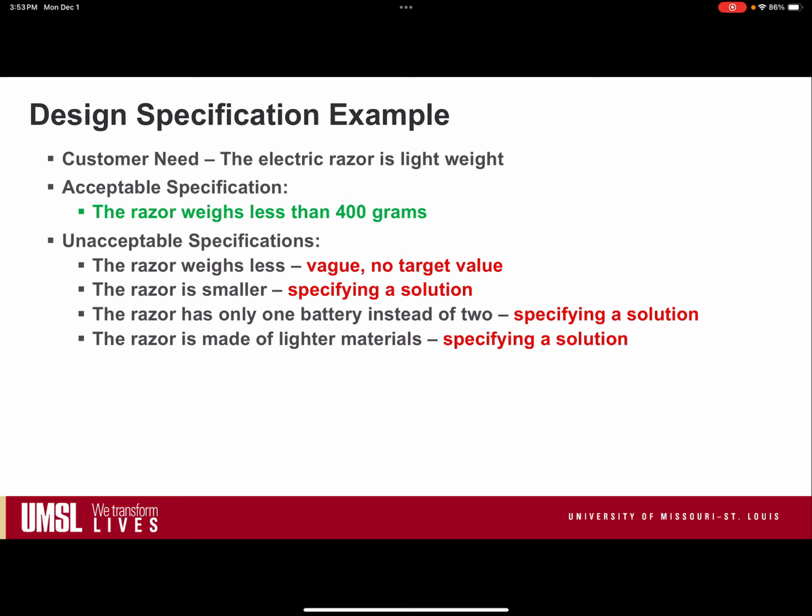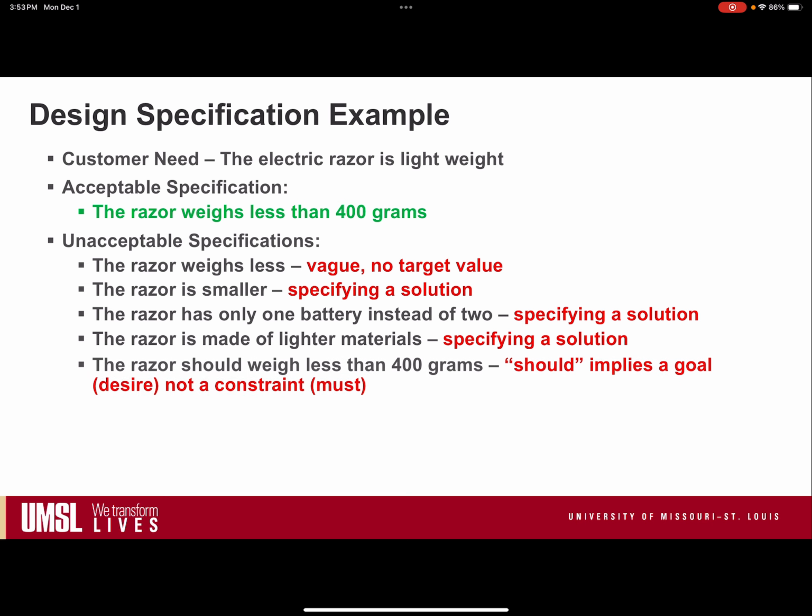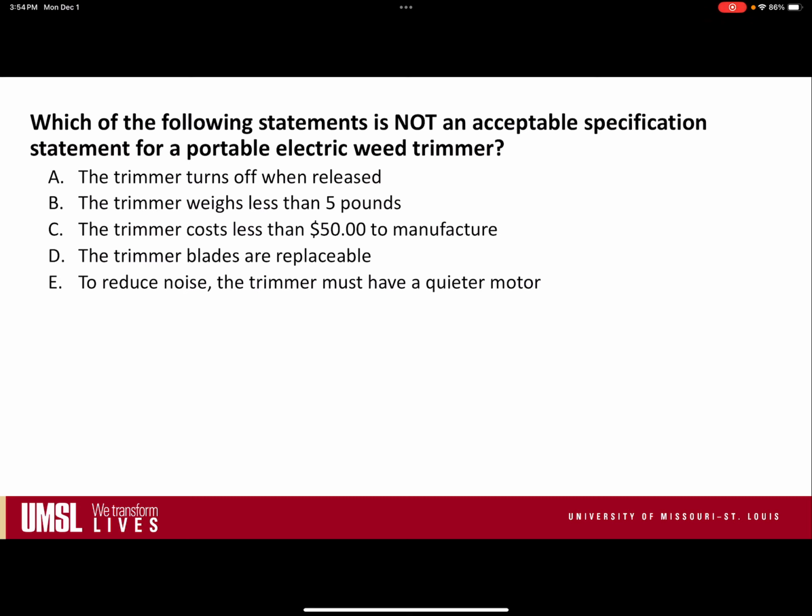So in these three scenarios, we are talking about a solution: how to achieve lower weight. We don't want to talk about the solution yet. This is a specification. We want to keep it open, so the design could be any of them. We talk about the concepts later on. So here, the razor should weigh less than 400 grams. Everything is good here, but the word should means it's not a constraint. It doesn't have to, so we don't want to use the words should and must in our specs.